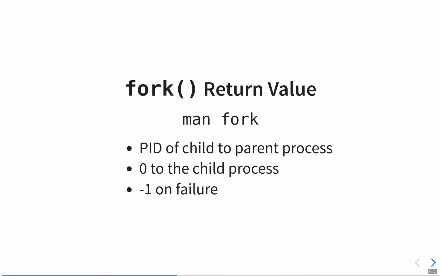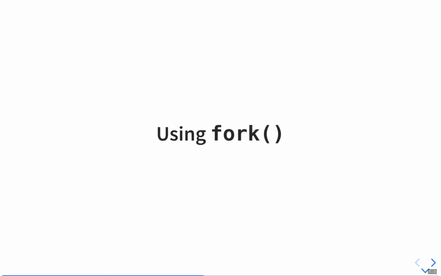And here is just the summary of the man pages for fork. So when you call fork in your C code, it returns the PID of the child process to the parent, and to the child it always returns 0, and on failure it returns -1. This is going to be a little weird to wrap your head around at first because we're essentially running two programs at once from one piece of source code. So I'm going to give you some examples now of how to use fork.